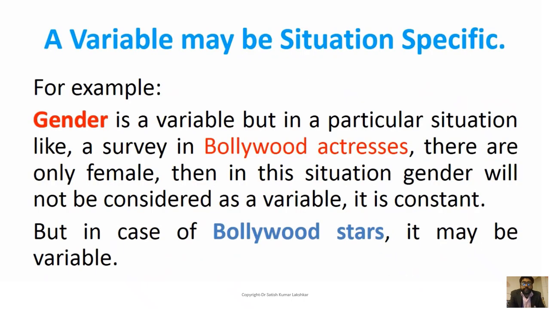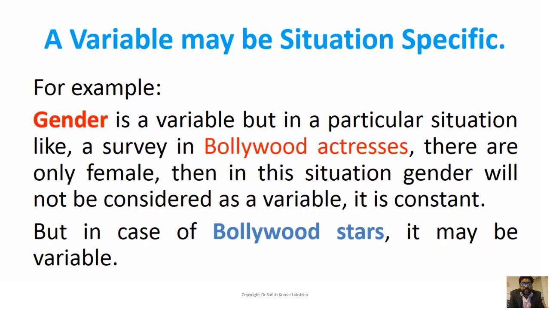Now, a variable may be situation specific. It is always related to a specific situation. For example, gender is a variable, but in a particular situation, like if you want to conduct a study or research on, let us say, Bollywood stars, and we are conducting the study on actresses only, Bollywood actresses, then the variable gender will remain the same. We are sure that we are studying actresses, so obviously they are female, so the gender will remain the same. In this case, gender will behave like a constant, it will not act like a variable.